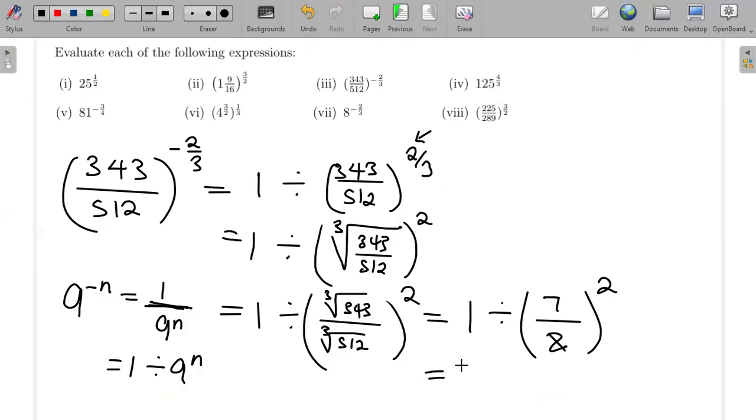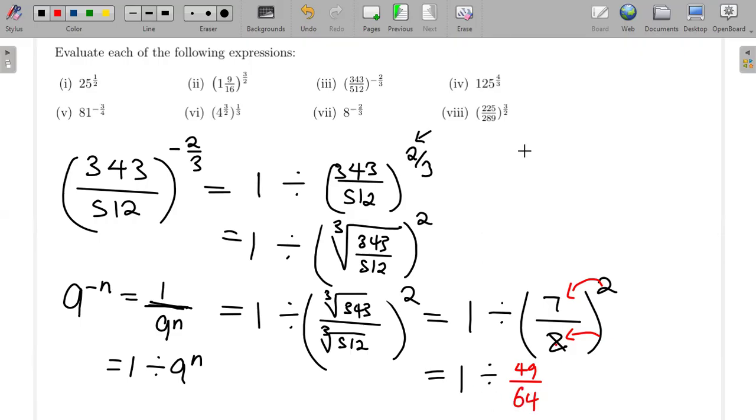So this will just be 1 divided by, okay? Now here the power goes to the 7 and then it goes to the 8. So what is 7 squared? That is 49, divided by, okay? You have seen how we are using the rules that we are learning. And then 8 to the power 2, that is 64.